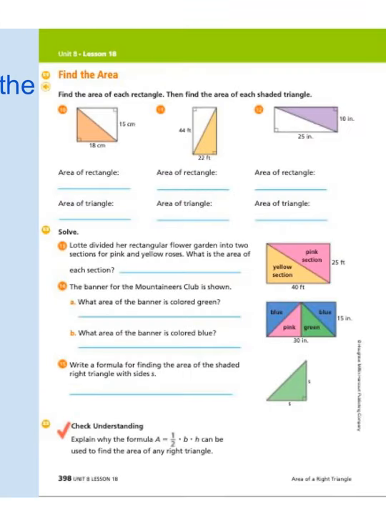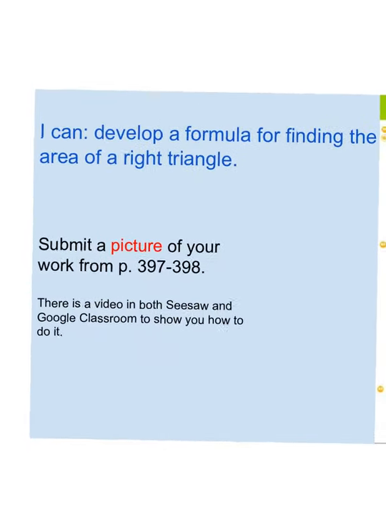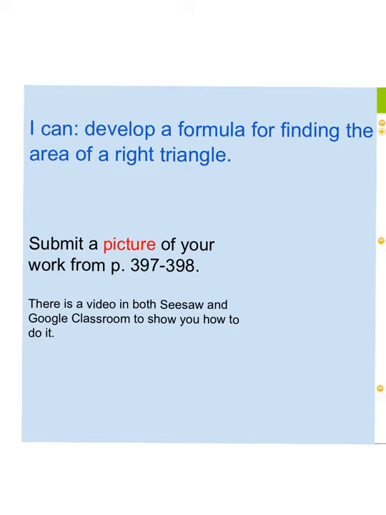So on this page, they're asking you to come up with the area of a rectangle and then come up with the area of the shaded triangle. So I think you should be able to do that. Do your best on problems numbers 13, 14, and 15. I think you can figure them out. If you have questions, you can ask and I'll help you out. So the next thing that we need to do is submit a picture of your work from pages 397 and 398, please. Do that in Google Classroom.